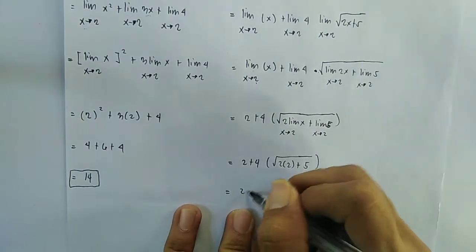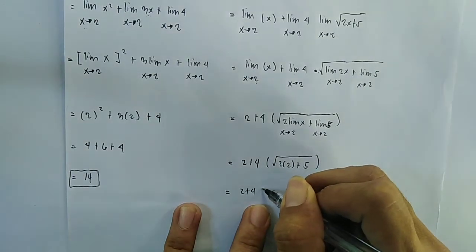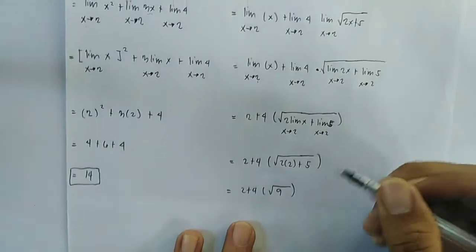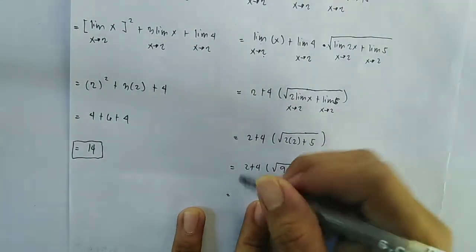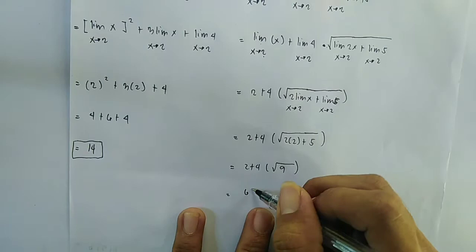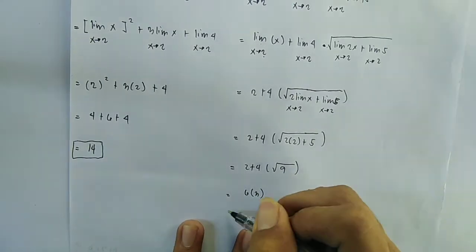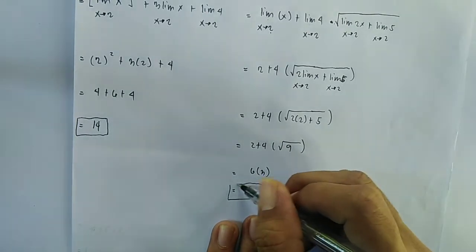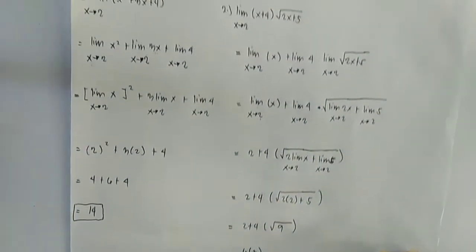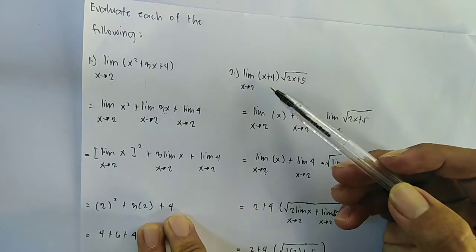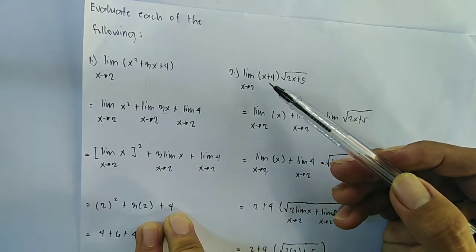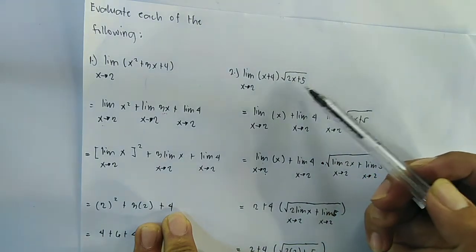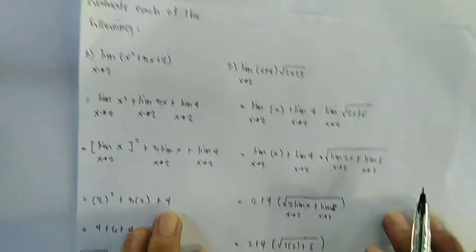Okay, let us simplify. 2 plus 4 times the square root of 2 times 2, that is 4, plus 5, that is 9. So we have here 2 plus 4, that is 6, times the square root of 9, that is 3. So you will get 6 times 3, that is 18. So our value of the limit of the function x plus 4 times the square root of 2x plus 5 as x approaches 2 is 18.